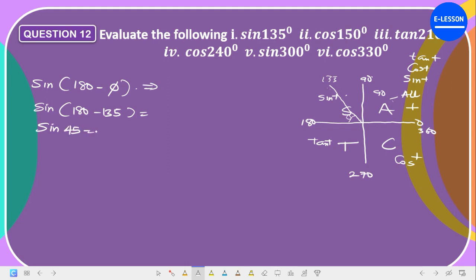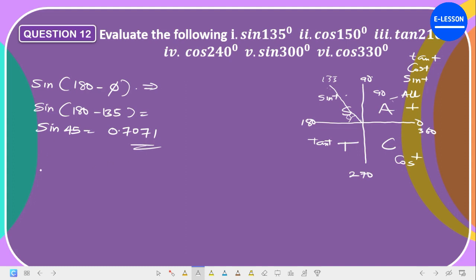So you now have sine 45 degrees, and sine 45 is 0.7071. If you also press sine 135 in your calculator, it will give you that same answer. So when you see things like this in the exam, you just have to punch your calculator, not undermining what you are going through.